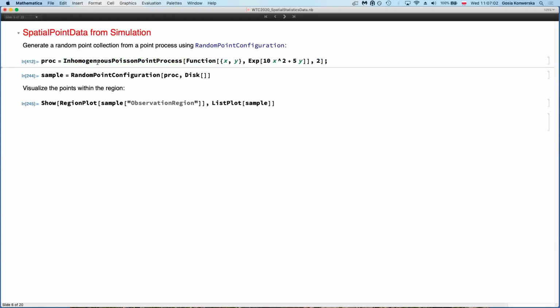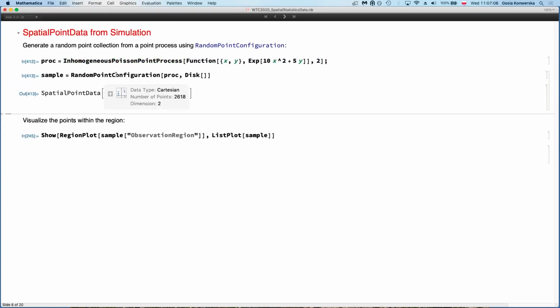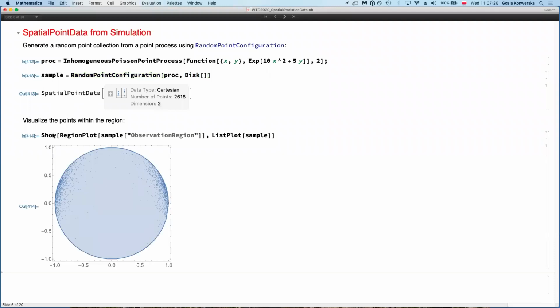So let's define the process and let's sample from the process over the disk. So you see that RandomPointConfiguration takes the process and takes the region. And now we see that the data type is Cartesian. We have 2,618 points and the physical dimension is 2. And then we can visualize the points with the region.